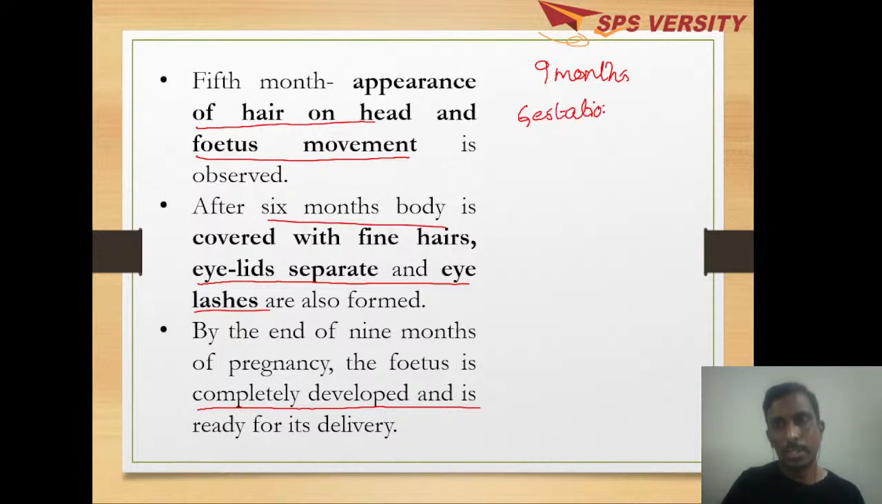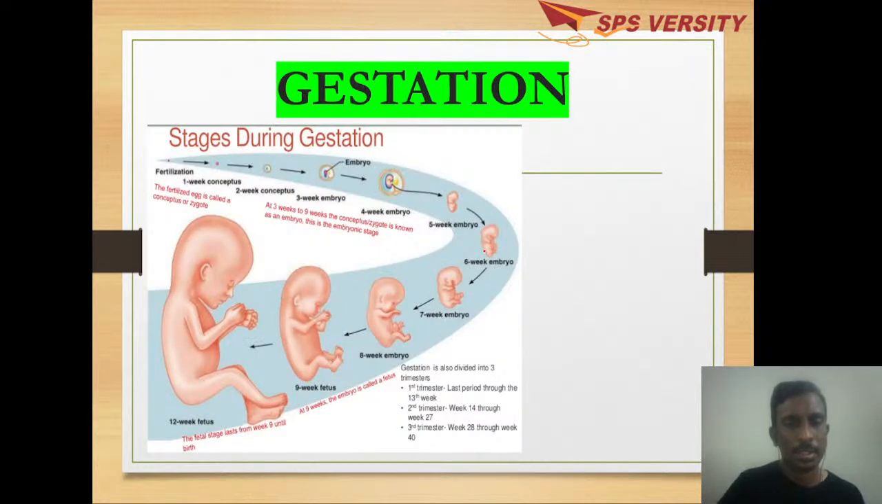So during this gestation period, we can see gradual development. The first month, heart. Second month, the limbs and digits. The third month, we can see the shape. In the fifth month, the hair on the head. In the sixth month, eyelids and eyelashes. But then we can see complete development, which means it is ready for delivery. You can see the stages of gestation from fertilization to a 12-week fetus.